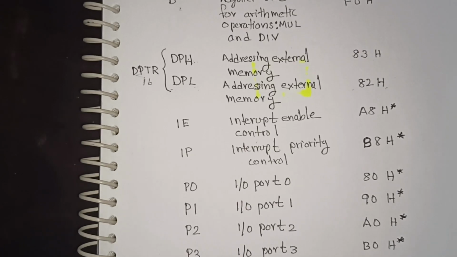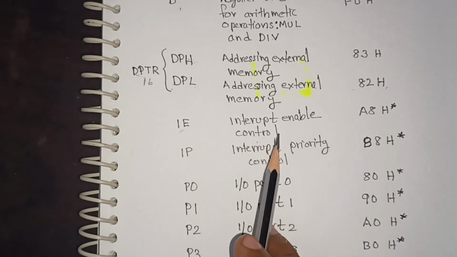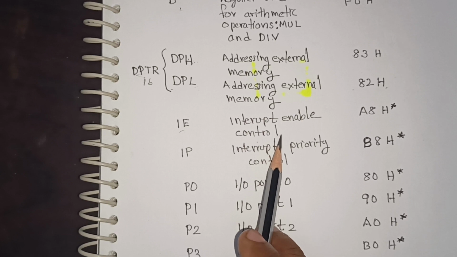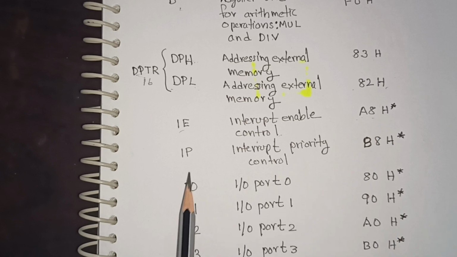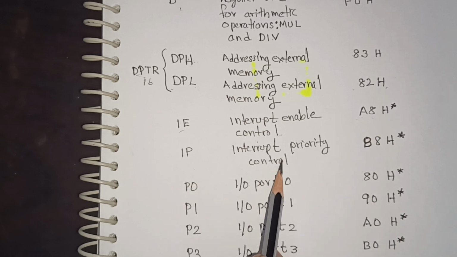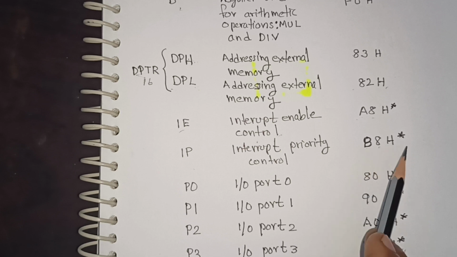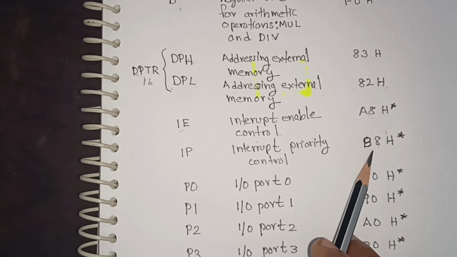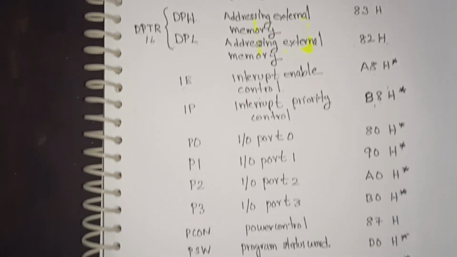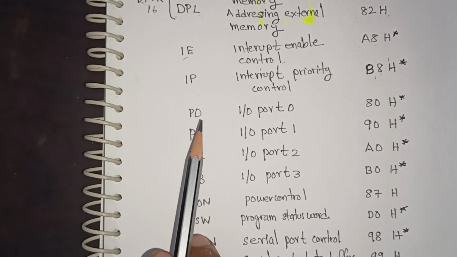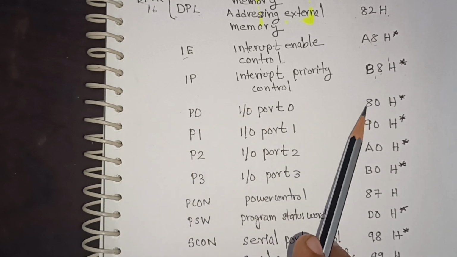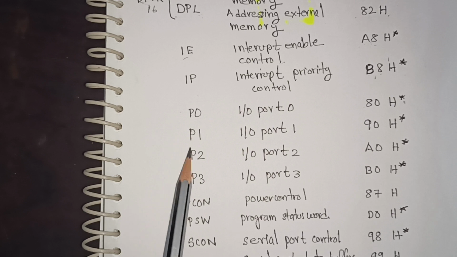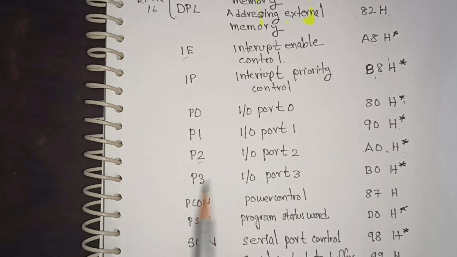So now continuing, IE is the interrupt enable control register. All registers are 8-bit and the address is A8H. Then IP, interrupt priority control, with address B8H. These two are bit addressable. Now we have our ports. We have 4 ports. Each port has a corresponding location inside the memory. P0, 80H, bit addressable. Then P1, 90H, P2, A0H, P3, B0H.